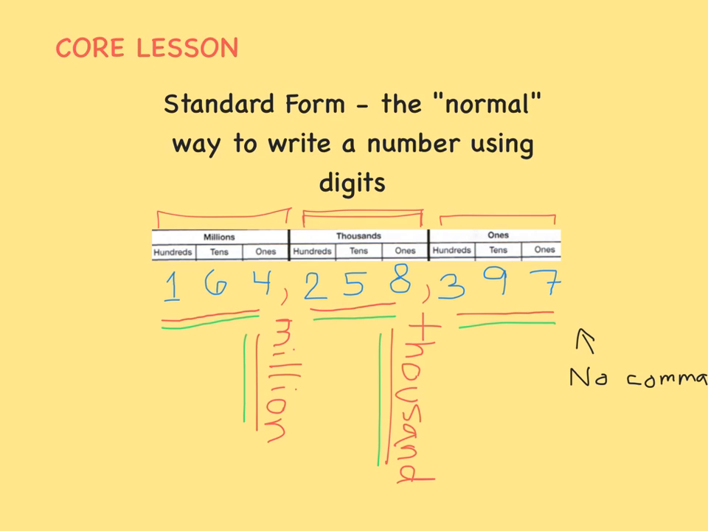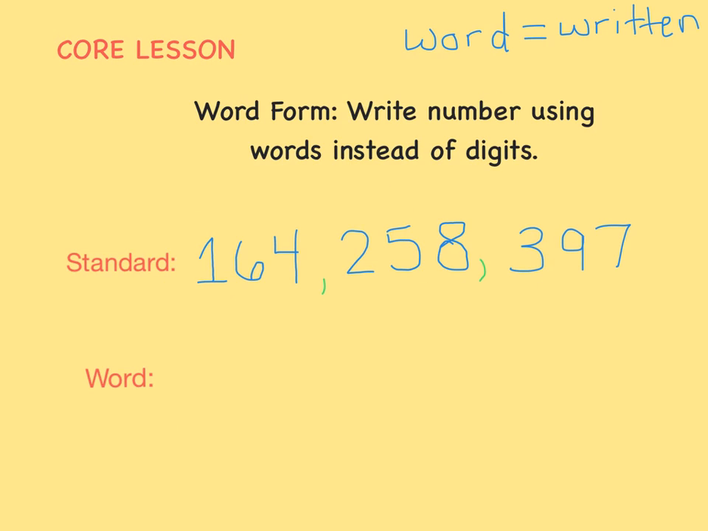164,258,397. Don't forget to say the name of the period when you see the comma. Also, notice that we never said the word and. We are going to save the word and for when we start talking about decimals, but that's not going to be for a while. So, what is word form?